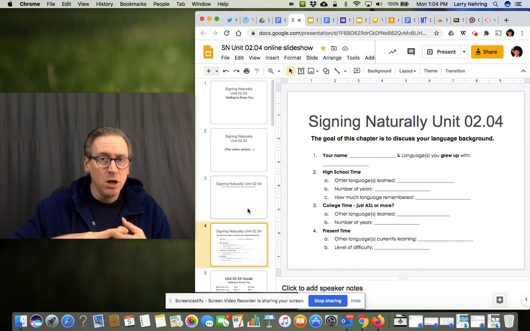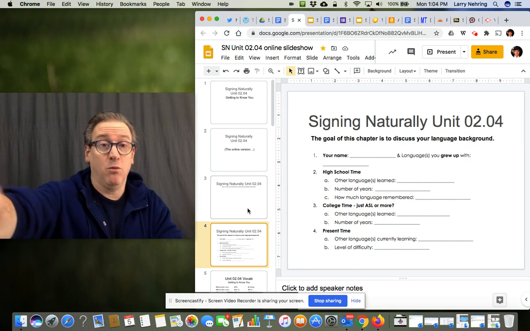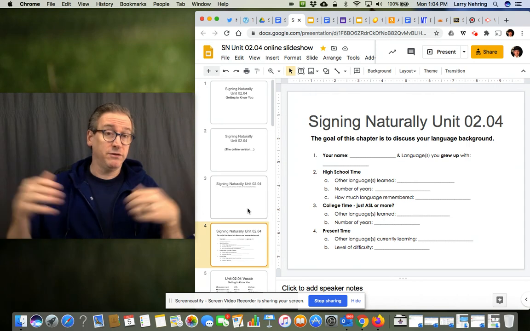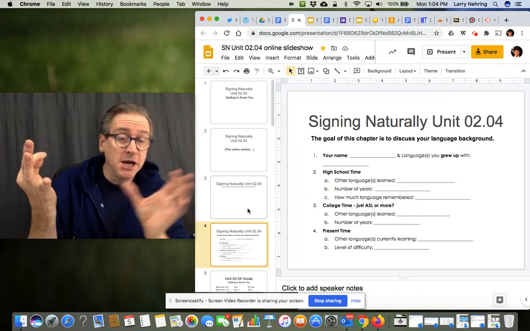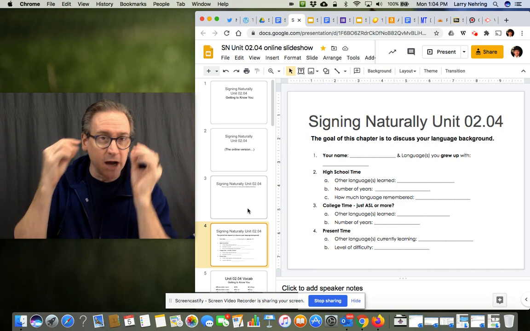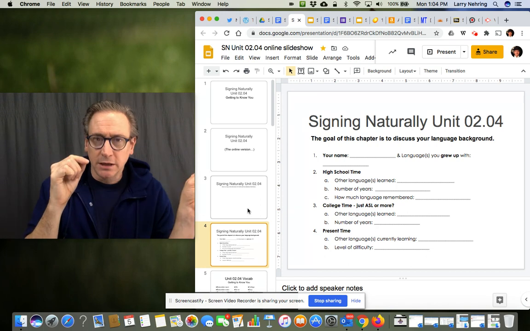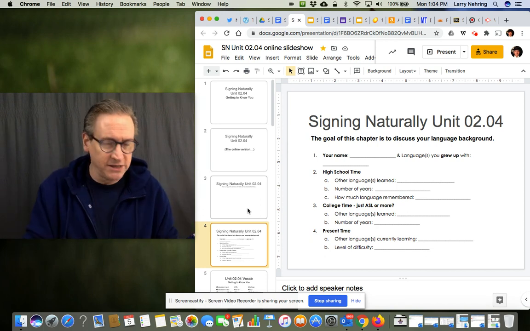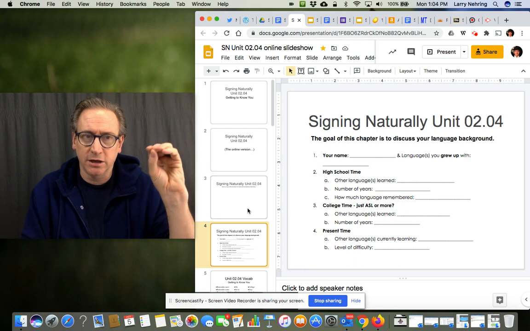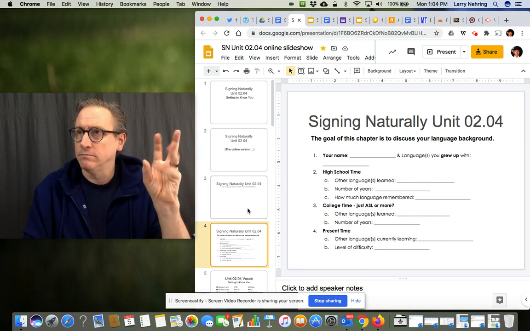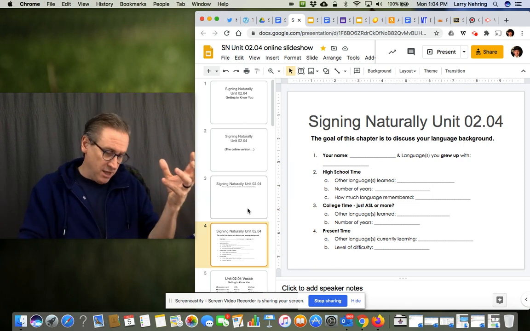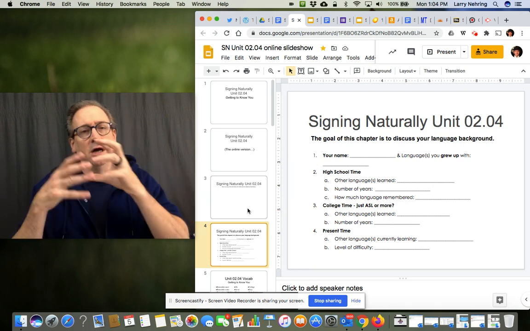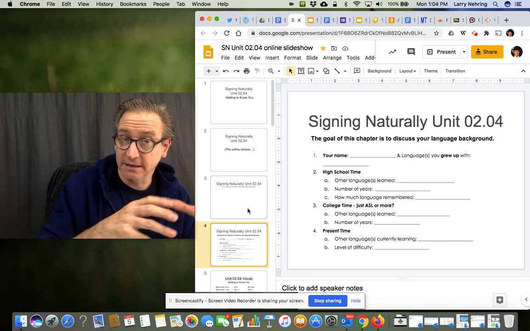Your name. What languages did you grow up in the house with? Was it English, Spanish, French? And if there are other ones that you want to look up, I included in a previous unit the link. It's called Share the Sign. If you look up that, there's also an app. That's a good way of finding out international countries and country signs.